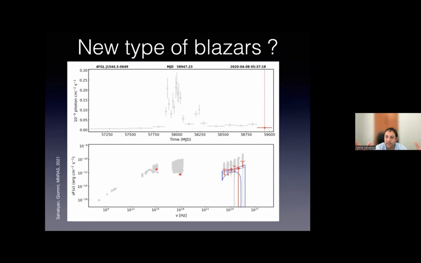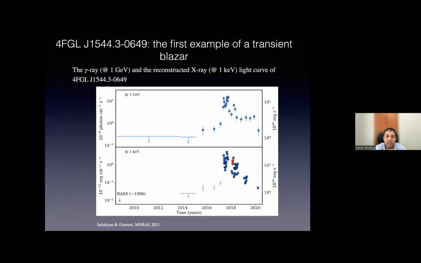In order to better understand how this changes, here is shown the light curve at 1 GeV and at 1 keV. I have to mention that this object was also not detected in the ROSAT survey in 1990, so it didn't show any sign of X-ray emission. Then in the initial period of the Fermi observation, this blazar was not detected, so you see only upper limits. Then from the end of 2016, starting from 2017, it becomes very bright. The flux increases in both the GeV and keV bands. It is a very strong source in both. Then again this flux goes down and disappears.